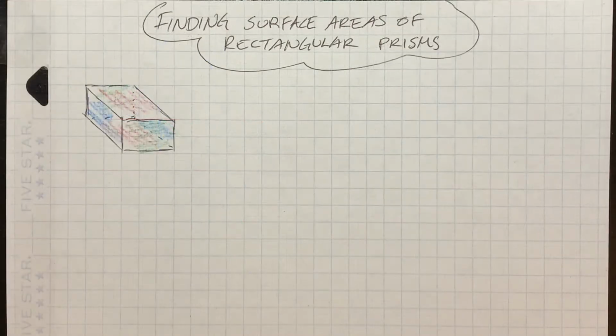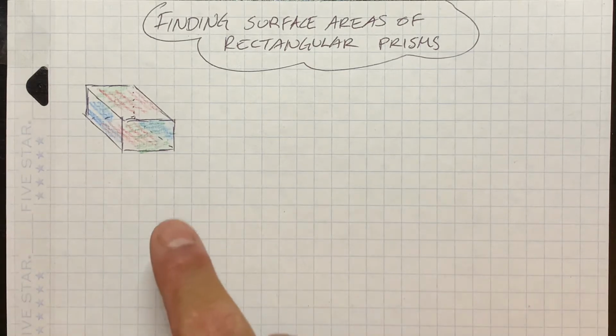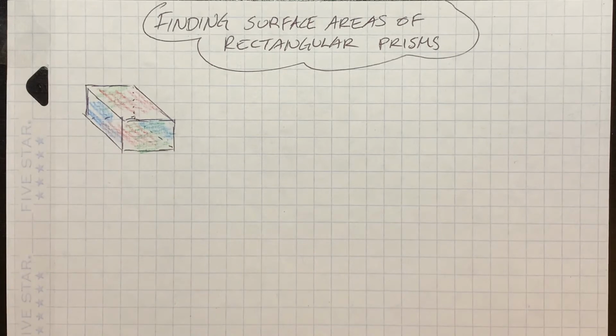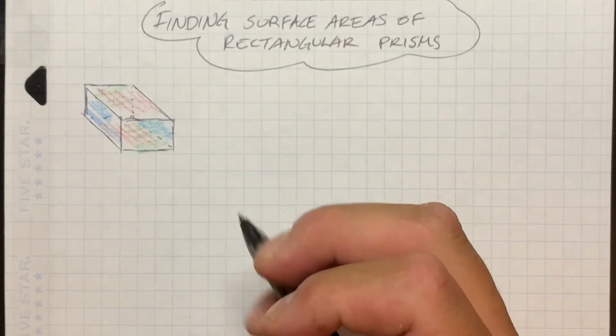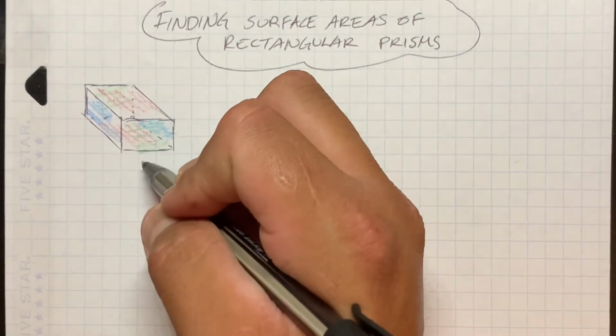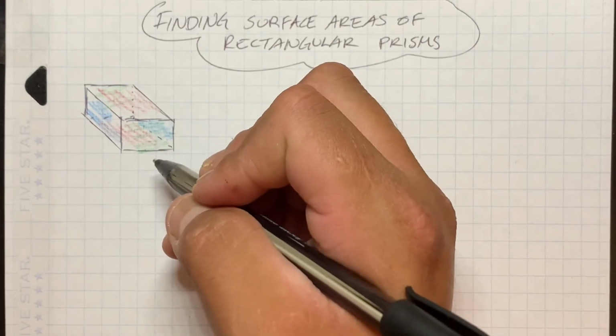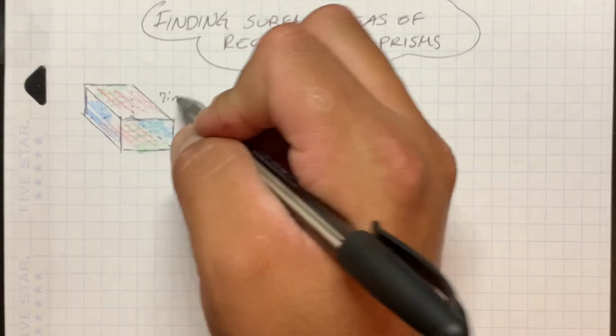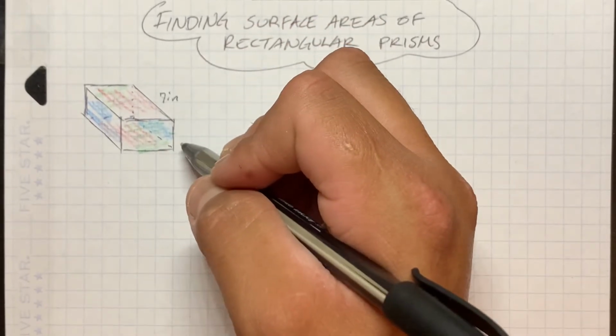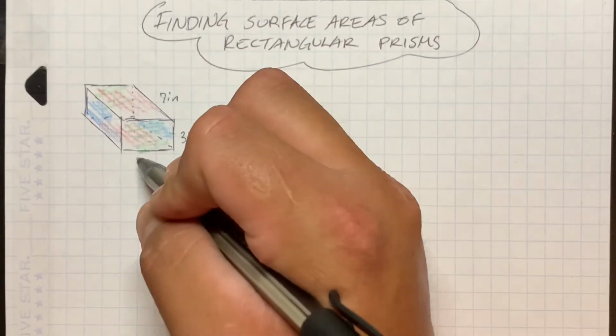All right, moving on. We're going to find the surface area of a rectangular prism right now. This is a rectangular prism because both bases, base 1 and base 2, are identical. Let's give it some dimensions. Let's say this is 7 inches, maybe it's 3 inches tall and 4 inches wide.